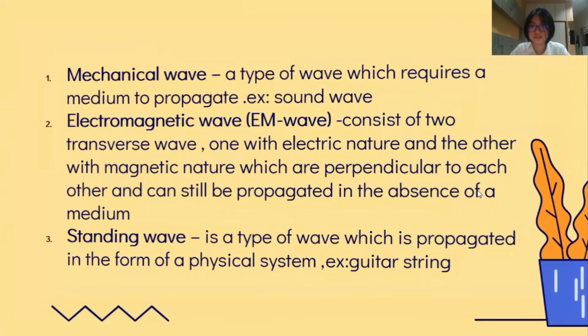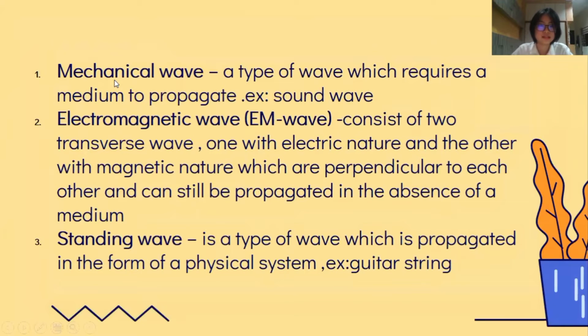And moving on, classifications of waves. There are 3 classifications of waves. There's the mechanical wave, electromagnetic wave, and standing wave. Mechanical wave is a type of wave which requires a medium to propagate. Example is sound wave. And second, electromagnetic wave, or we call it EM wave. It consists of 2 transverse waves, one with electric nature and the other with magnetic nature, which are perpendicular to each other and can still be propagated in the absence of a medium.